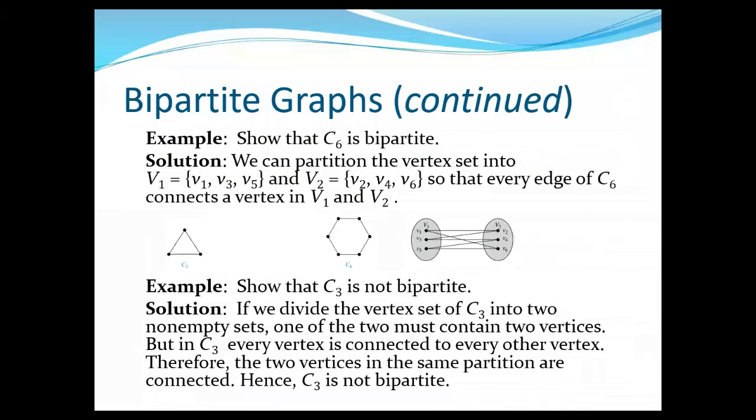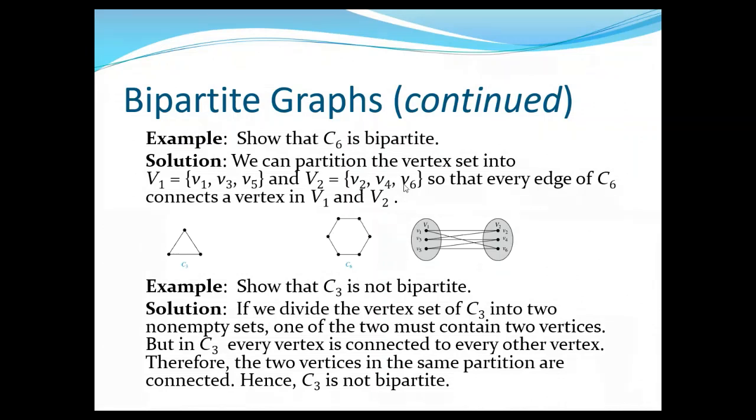Okay, let's have this example: show that C6 is bipartite. So let's denote the vertices 1, 2, 3, 4, 5, and 6. This is 1. Anything connected to 1 will be in the second group, which are 2 and 6.